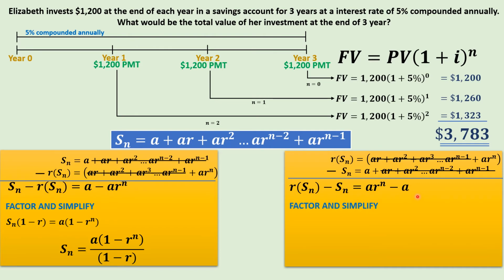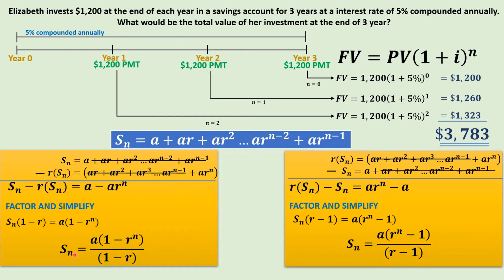And once we do that, we factor and simplify. Once again, on the left-hand side, all you have to do is factor out the S sub n, and you're left with R minus 1. And on the right side, you're just factoring out your start term, so you're left with R to the power of n minus 1. Now, the only difference between these two equations is that they're both right. You can use them both, but it's important to identify when to use them.